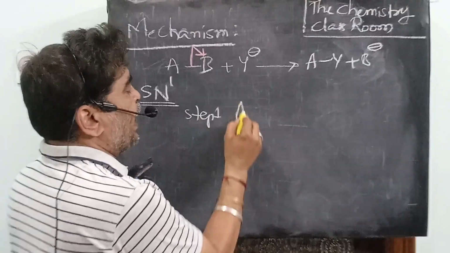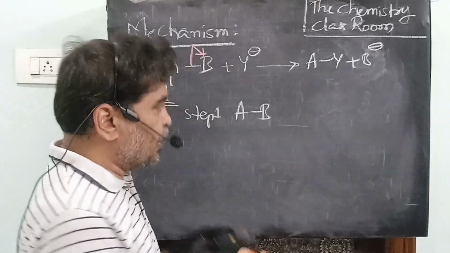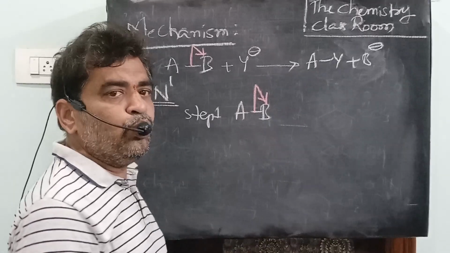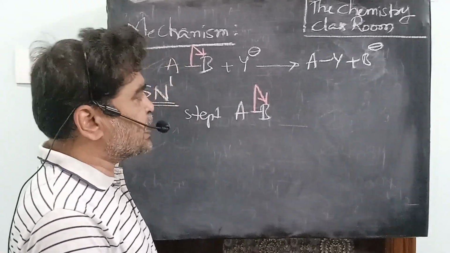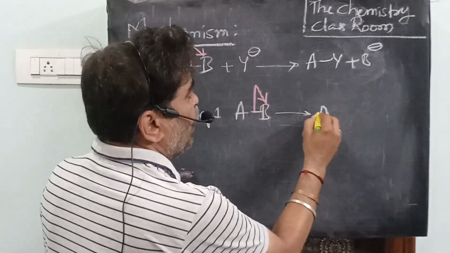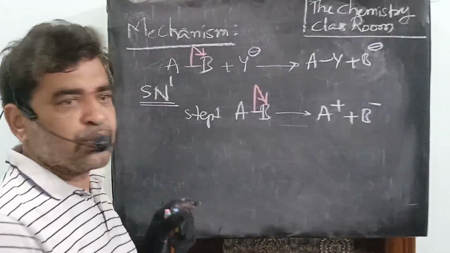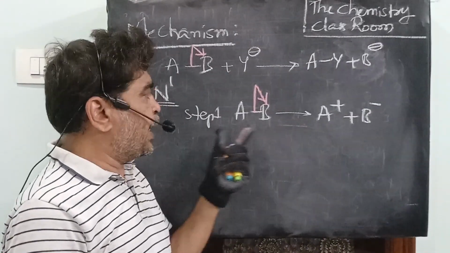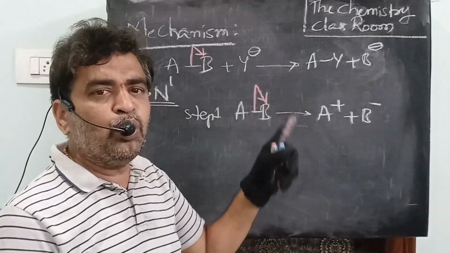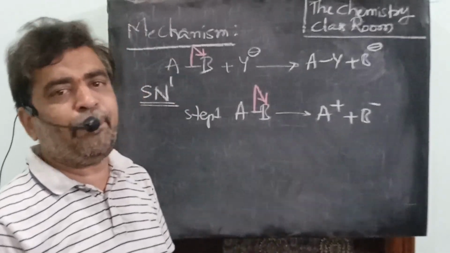You see, A and B is the compound. Here the fission occurs, that means heterolytic cleavage occurs. So the electrons are moved towards B, and B is getting negative and A is getting positive. So what happened here? The two ions are formed, A plus and B minus. So in step 1, A and B undergo heterolytic cleavage. The electrons are moved towards B. B is getting a negative charge and A is getting a positive charge.